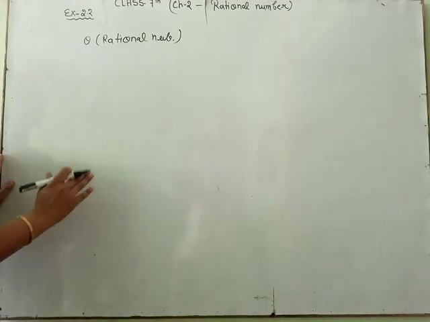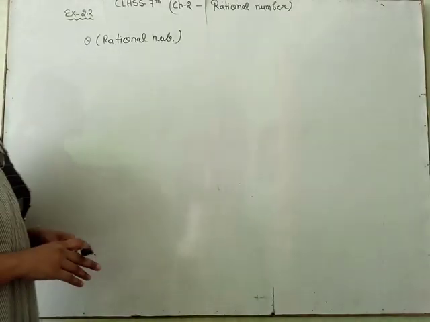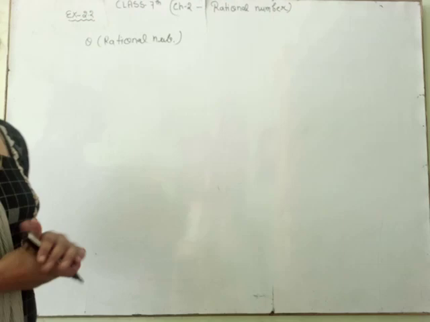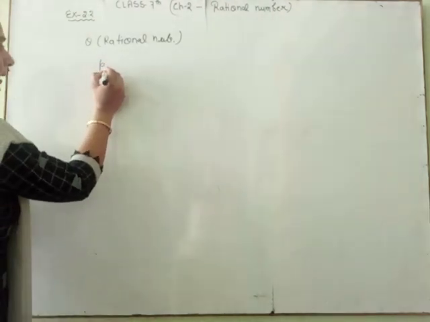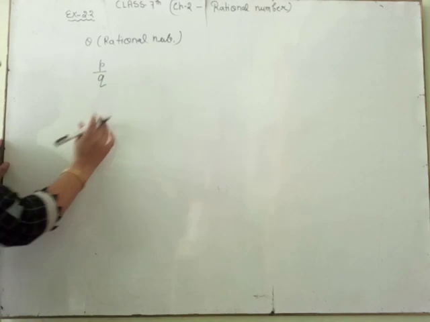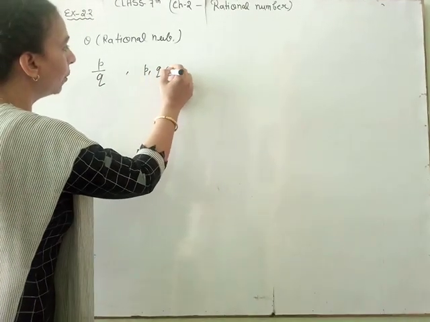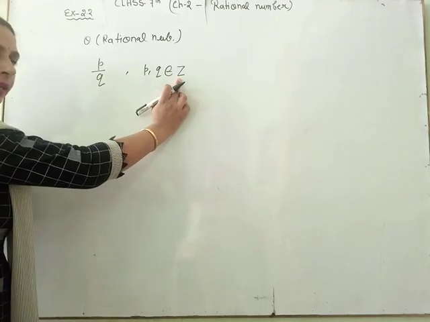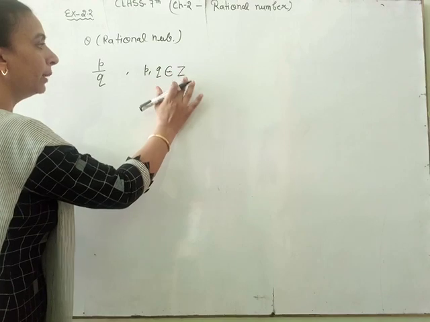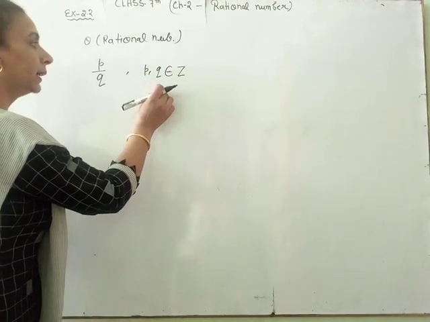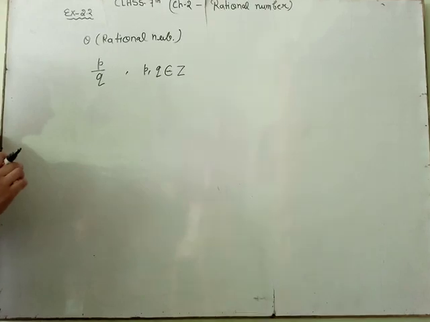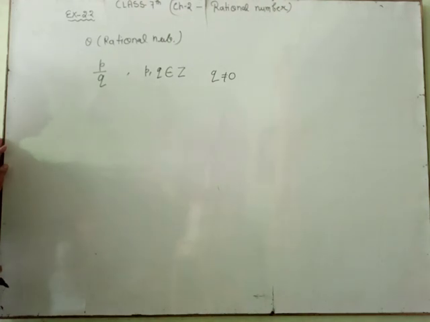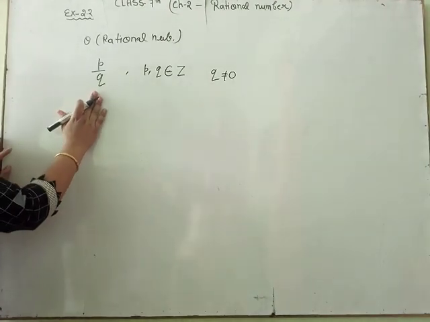And what is a rational number? Students, any number which can be expressed in P by Q form, where P and Q are both integers. The notation of integers is capital Z. P and Q both belong to Z, that means P and Q lie in the set of integers, and Q is not equal to 0. This is the condition for a rational number.